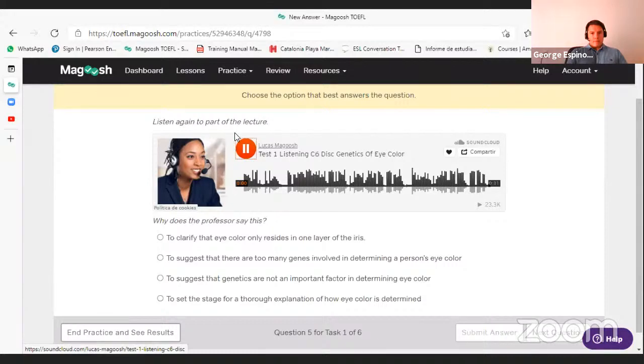Listen again to part of the lecture. Then answer the question. In the end, the specific eye color is determined by the amount of a substance called melanin in the iris of the eye. To complicate matters further, the iris has two layers, an inner one and an outer one. Why does the professor say this? To complicate matters further, the iris has two layers, an inner one and an outer one.